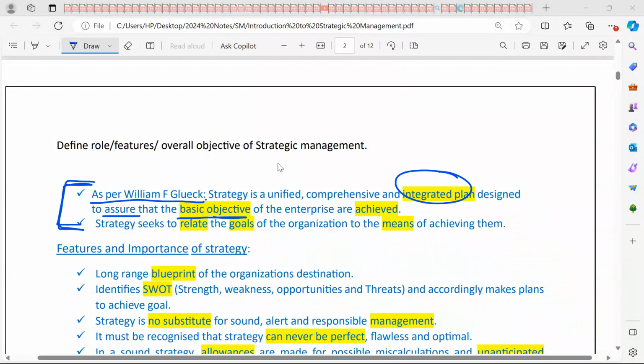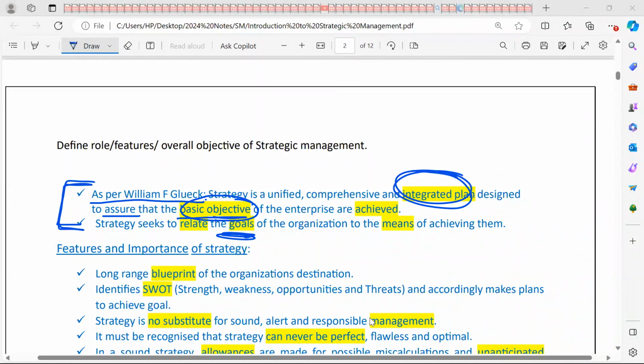Strategy is a unified, comprehensive and integrated plan, okay? Designed to assure that basic objectives are achieved. Second thing, strategy seeks to relate the goals of the organization to the means of achieving them. Great. So two things we have seen on what is strategy. Now we will go on to the features and importance of strategy.